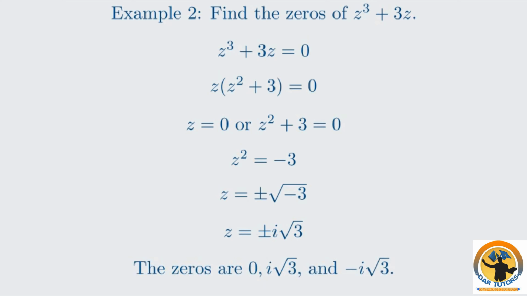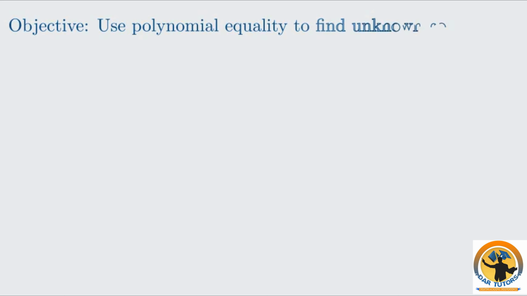We have now successfully found the zeros of both a quadratic and a cubic polynomial, including complex zeros. Next, let's explore polynomial equality. Our goal is to use the principle of equating coefficients to find unknown constants within a polynomial expression. The core idea is simple.